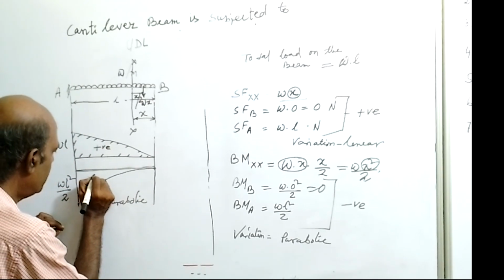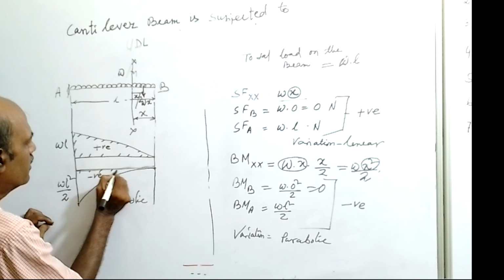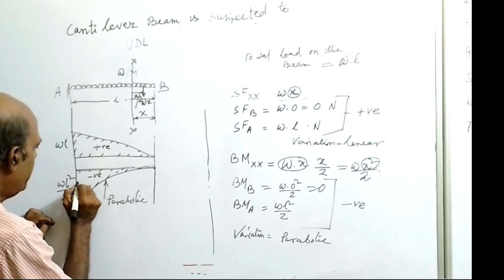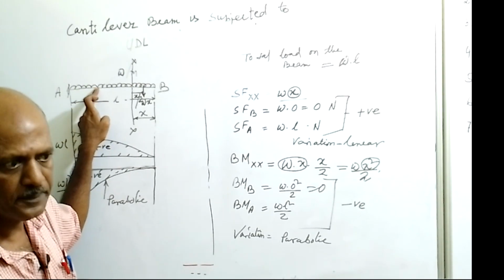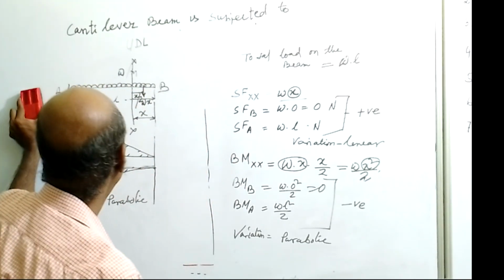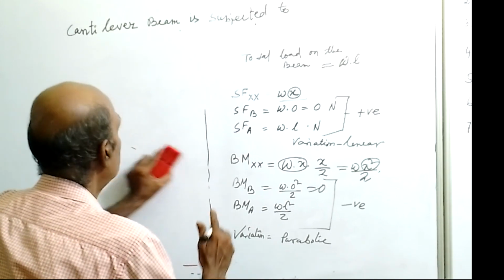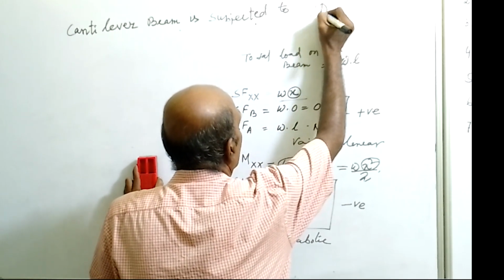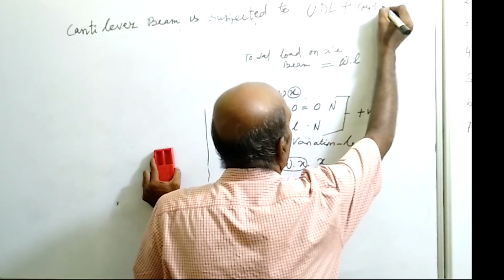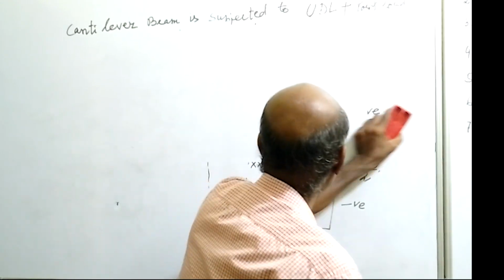Okay, and this is the negative moment, so we will write negative and put the hatching mark. So this will be the bending moment diagram for this kind of loading. Clear? Now next we will see another one, that is, the cantilever beam subjected to uniformly distributed load combined with point load. So what should be the diagram for this kind of loading?